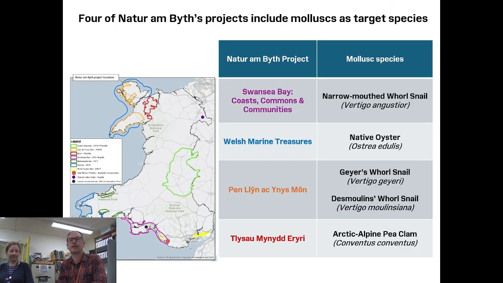And molluscs, our favourite group, come up in at least 4 of them as named target species. So we've got Swansea Bay Coast Commons and Communities, Welsh Marine Treasures, Penllyn ac Ynys Môn, and Llysau Mynydd Eryri, which I've been saying as carefully as possible, Snowdonia's Mountain Jewels. All have particular molluscs that are part of the conservation goals of those projects. So that's Natur am Byth, the project introduced.